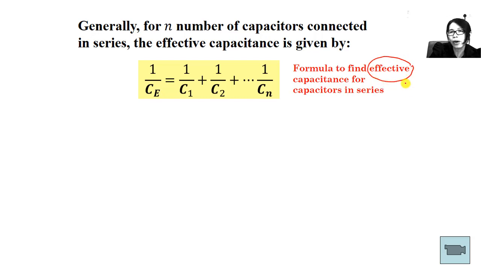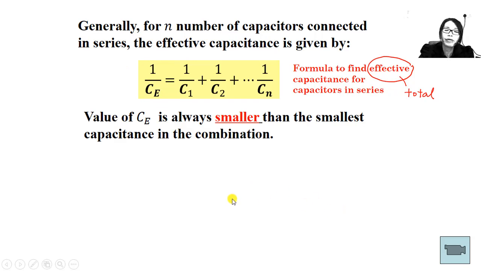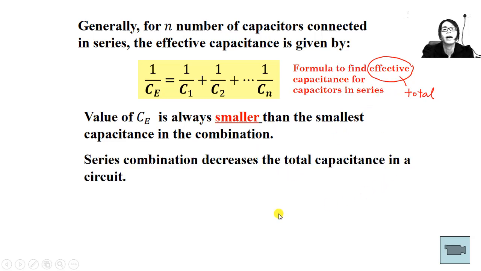Sometimes we don't call it effective; effective is also known as total. So if you have n capacitors connected in series and you want to find the total capacitance, then you can use this equation. We will find that the value of the effective capacitance will always be smaller than the smallest capacitance in the combination when they are connected in series. So the series combination will decrease the total capacitance in a circuit.